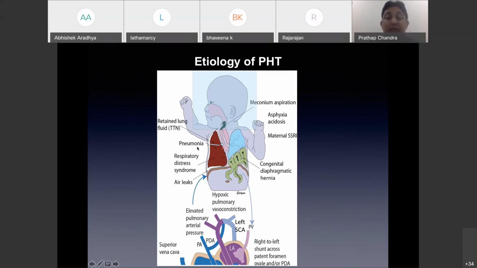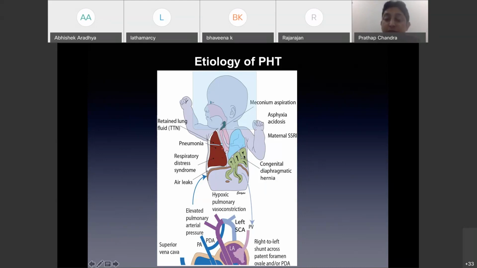Other parenchymal conditions like pneumonia, meconium aspiration syndrome, respiratory distress syndrome because of surfactant deficiency, or you can have severe pulmonary hypoplasia secondary to congenital diaphragmatic hernia, or some cases where mom has taken aspirin during her pregnancy that can result in premature closure of the duct. That can also result in very significant refractory pulmonary hypertension, right?